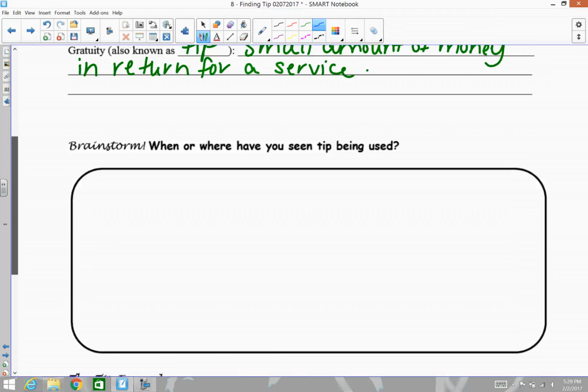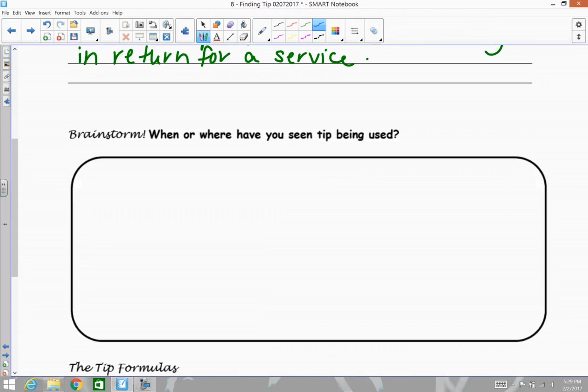Okay, now that you've had time to brainstorm, I'm going to jot down some of the things I came up with and you can add them to your paper, or you can also have a class share. You might have some better things or some different things that maybe I didn't think of.